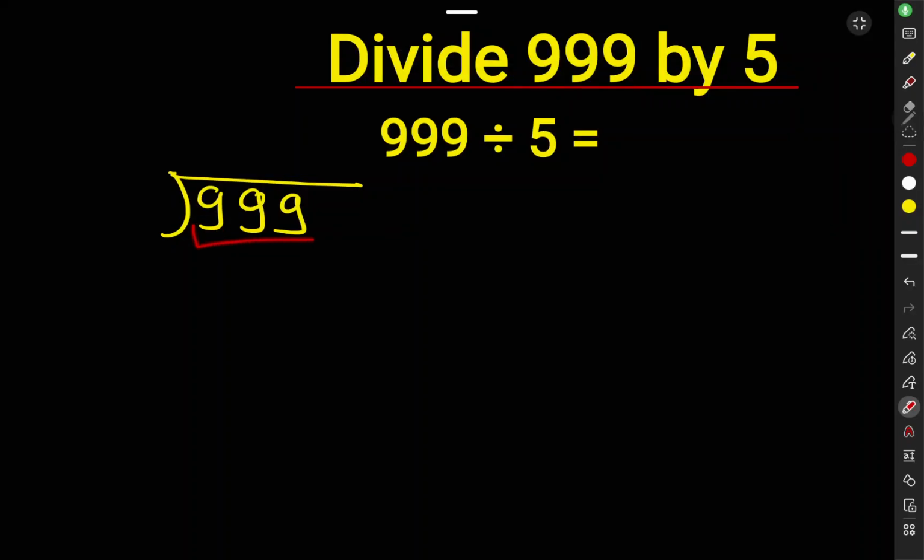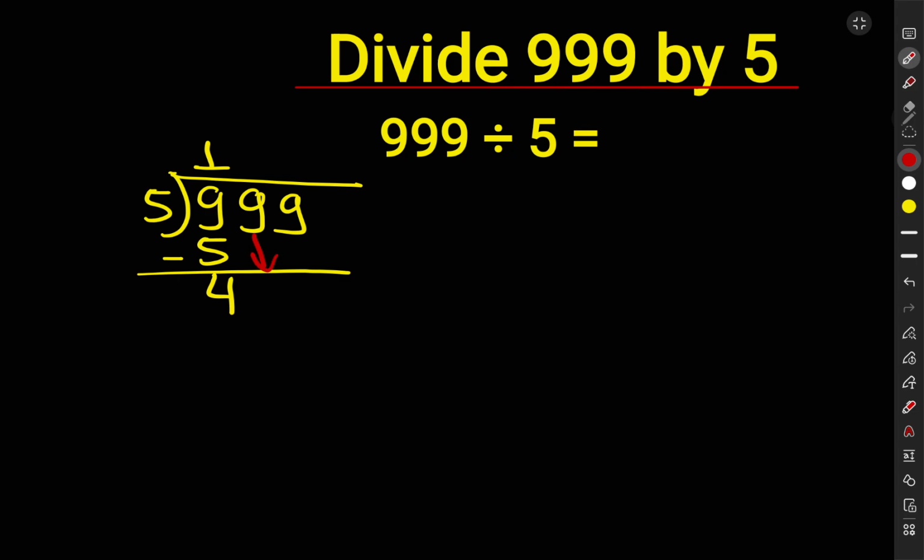Divide 999 by 5 in a long division method. 5 times 1 is 5. On subtracting we get 4.